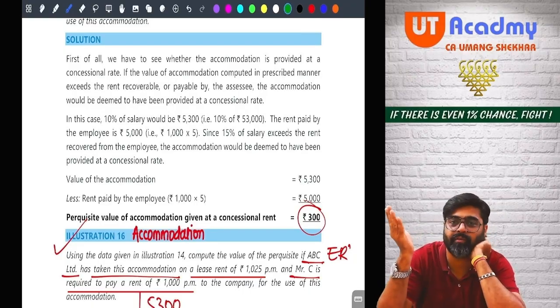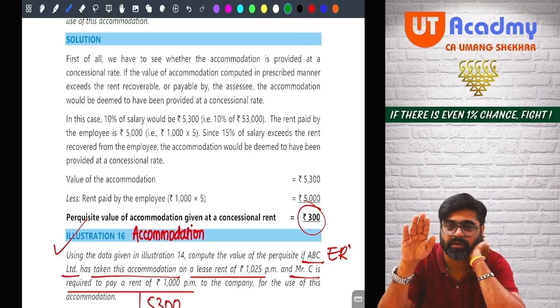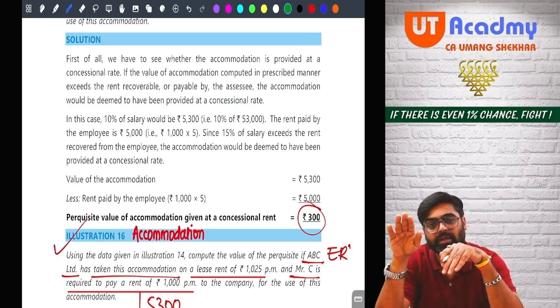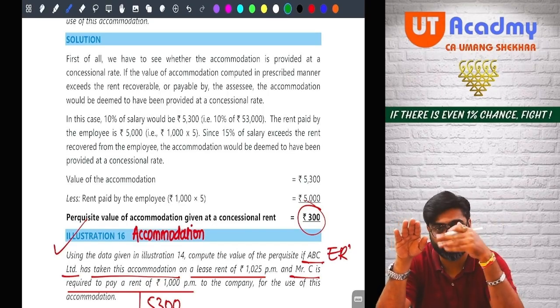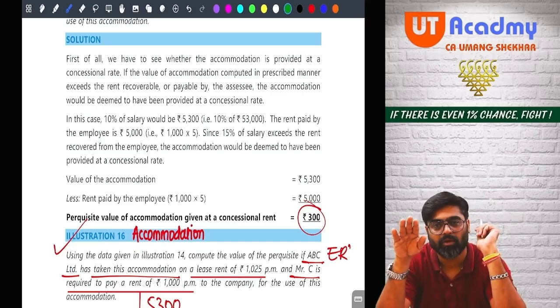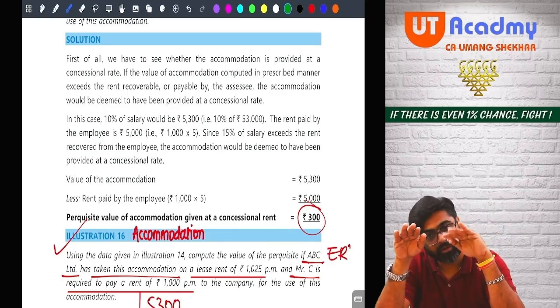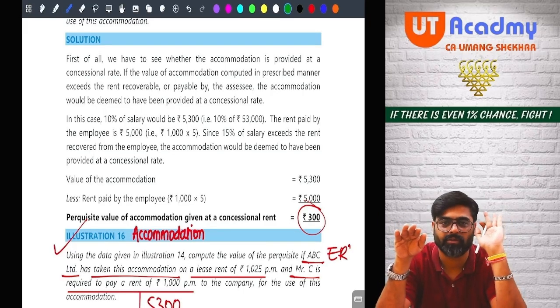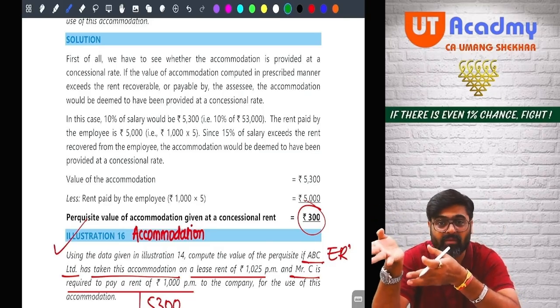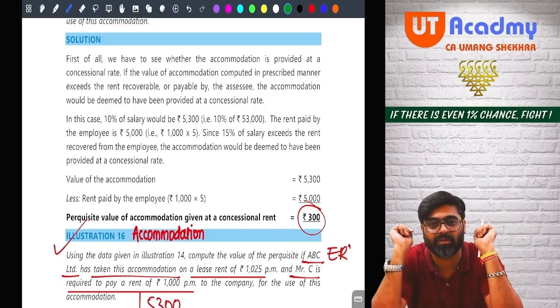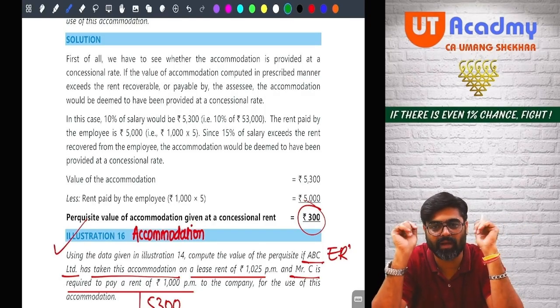So first calculate the value of the accommodation. If rent is not charged, then this value is taxable. But if for this accommodation rent is charged, reduce the amount of rent, no? So this was the value for 5 months. So rent for 5 months will be reduced, the 5 months for which the accommodation was occupied. For that 5 months only I will give 1000 rupees, no? Understanding? Should I move ahead?